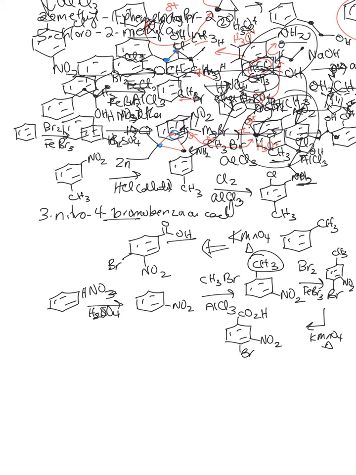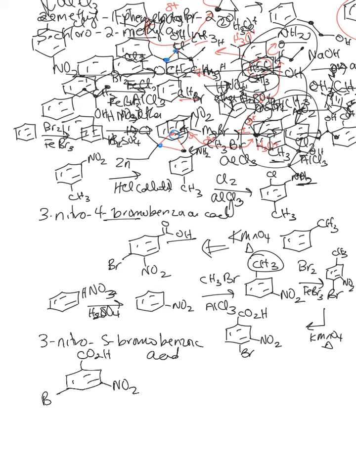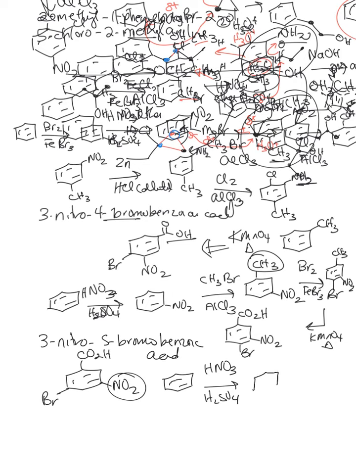Okay, next problem is 3-nitro-5-bromobenzoic acid. So what does that look like? CO2H, 3-nitro, 5-bromo. Okay, so do the nitration again, just like you did above. And so HNO3, H2SO4, will give you nitration.